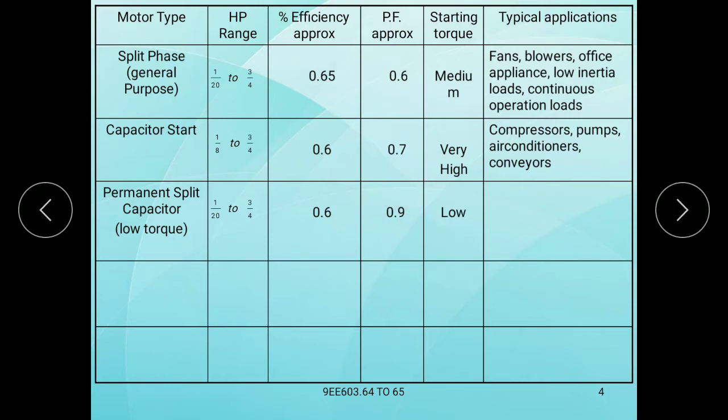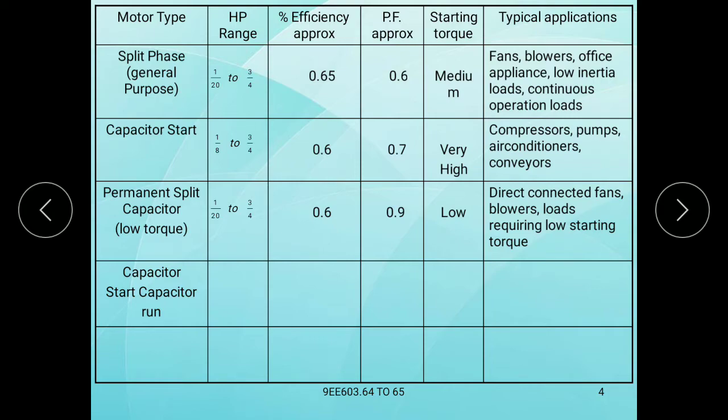Here the permanent split capacitor is used in the running condition, so the running winding is connected in the main winding. So the starting torque is low for the permanent split capacitor. And what are the applications? Direct connected fans, blowers, and loads requiring low starting torque.